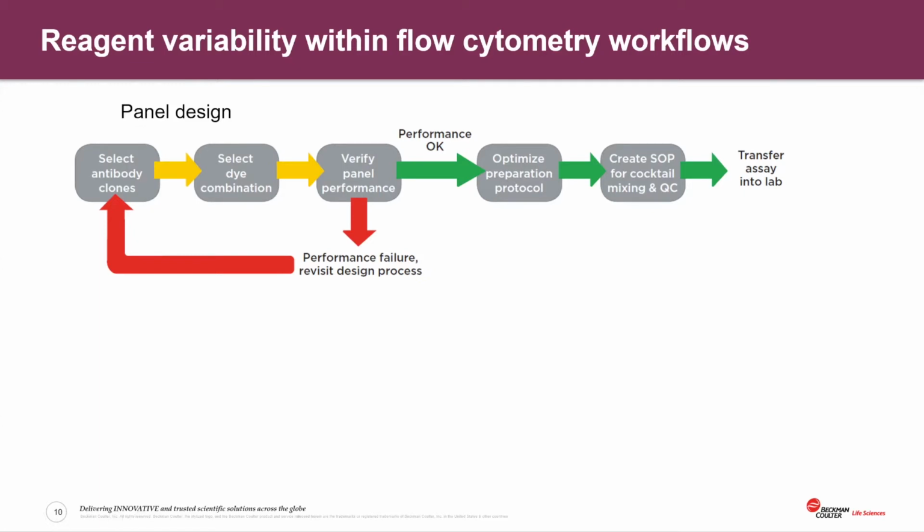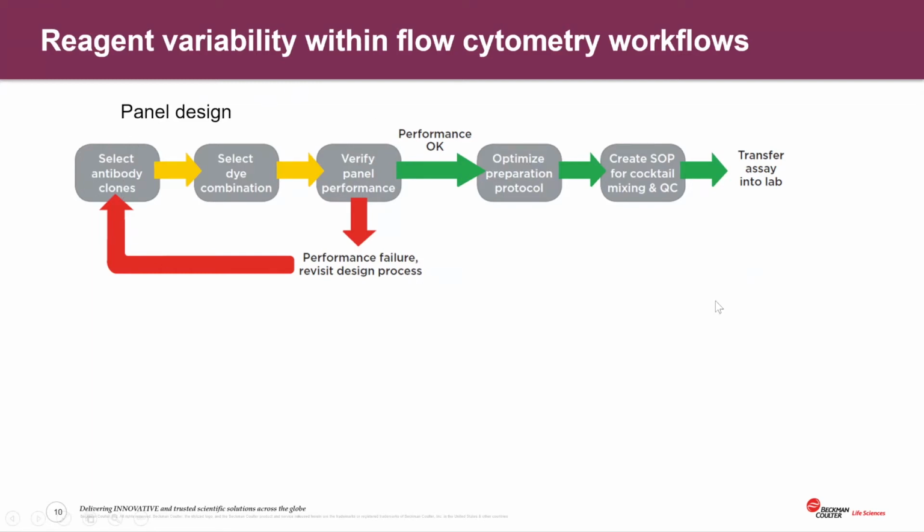Panel design is a tedious process, especially when we increase the number of conjugated antibodies in our panel. What this means is that we're going to have to select our antibody clones, select the dyes, and verify the panel performance. And every time we go through these iterations and select our FMOs to ensure that the panel is indeed giving us biologically relevant data that mimics what we see in single color stains, we're going to have to validate the panel. Once the panel has been validated, we're going to optimize the preparation of the protocols and then transfer the assay into the lab.